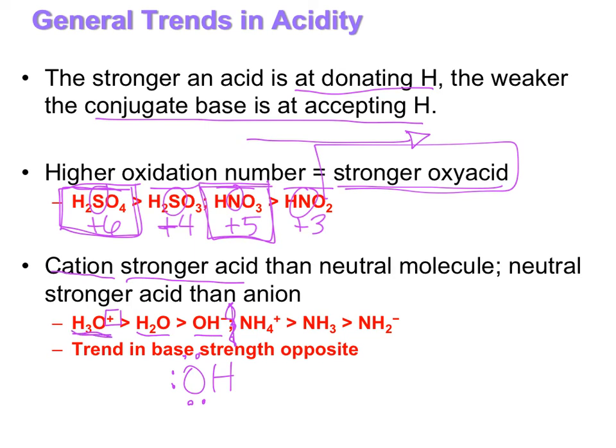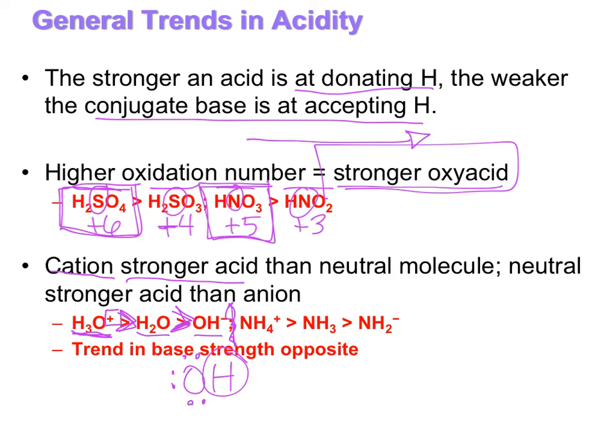So H3O+ over here has extra H's, extra protons to give away. It's like, yes, I want to give it away. Here you go. So that's why it's the strongest acid. That's why you have that sign right there. H2O is in the middle, and then OH- is like, I don't want to give away another H. Do you not see me hanging on for dear life with this last H? Please give me an H. It's the opposite. It's the base, right?